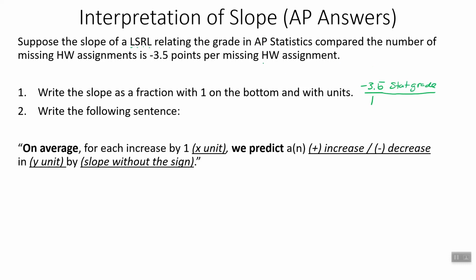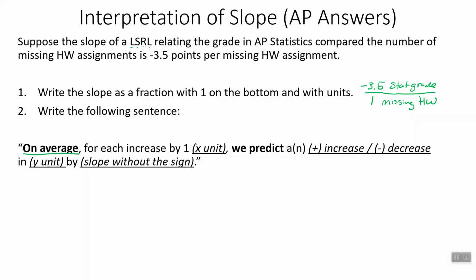And on the bottom was missing homework assignments. All right, so it looks like our statistics grade goes down 3.5 points for every 1 missing homework assignment. That's basically what that means, but there's some other important words. So we need to have on average, because this line does not exactly match up with our points, as you saw in the last slide.